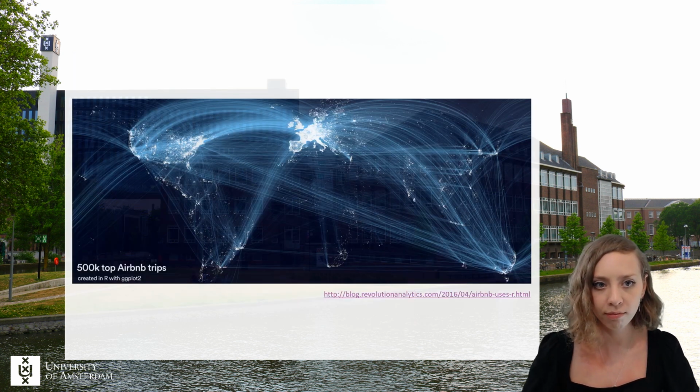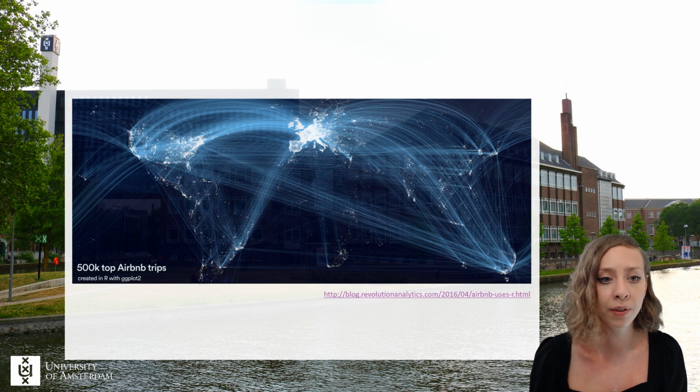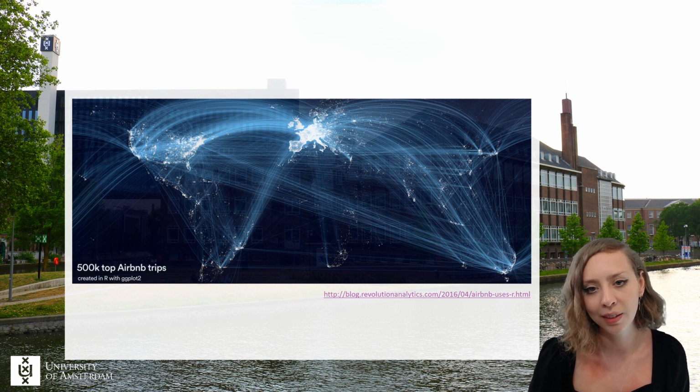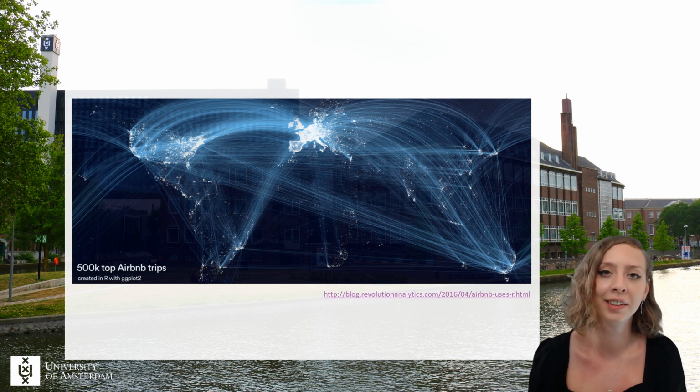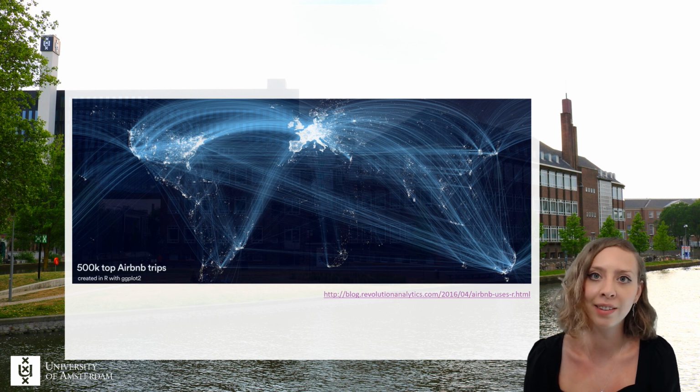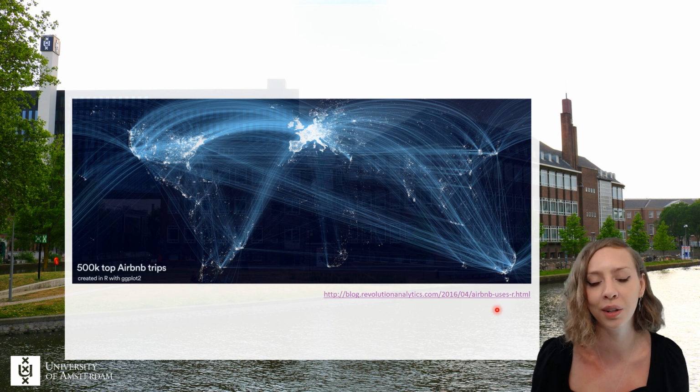So by creating this kind of social network analysis models, we can get some insight into different patterns of interest. This is a similar network to what we previously saw, and this shows the top 500K Airbnb trips, also across the world. And what I really like about this network is that this was actually made using R and using a package called Airbnb. I'm not sure if that package still works, but there's a link also that I included here that you can have a look at and play around with.